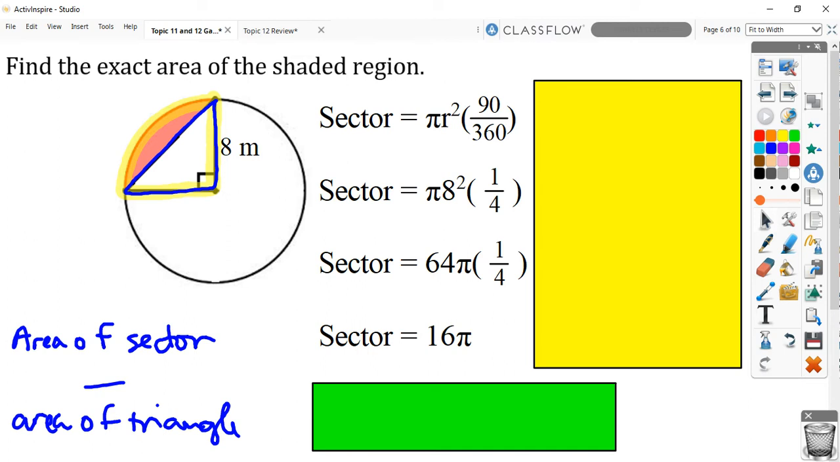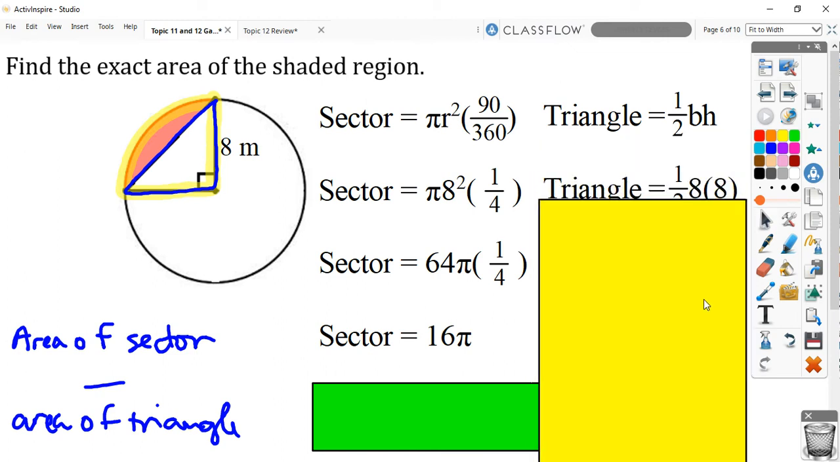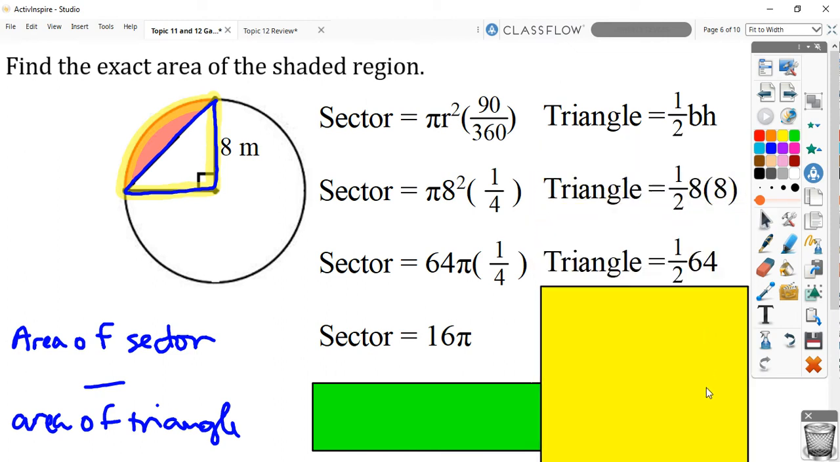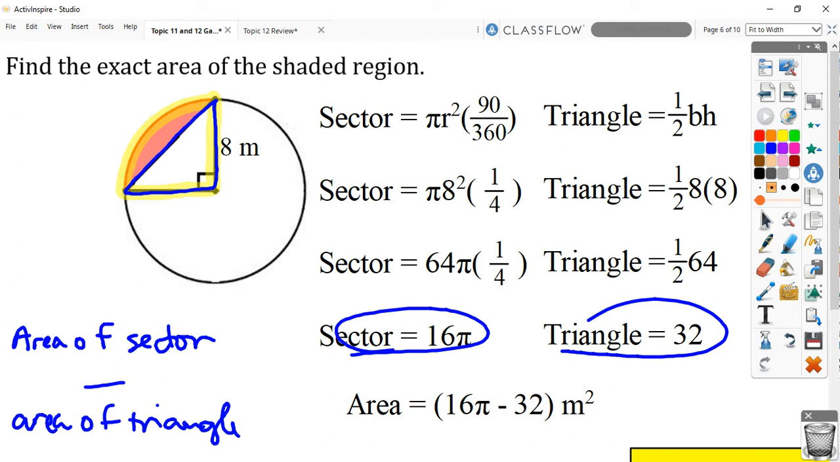Okay, what we do now is we subtract the area of this triangle. The area of any triangle is 1/2 base times height. So that's just 1/2 of 8 times 8, which is 64. So that half becomes 32. Okay, if we are subtracting area of the sector minus area of the triangle, it's just 16 pi minus 32. Leave those two things separate from each other. It becomes pretty easy to figure out.